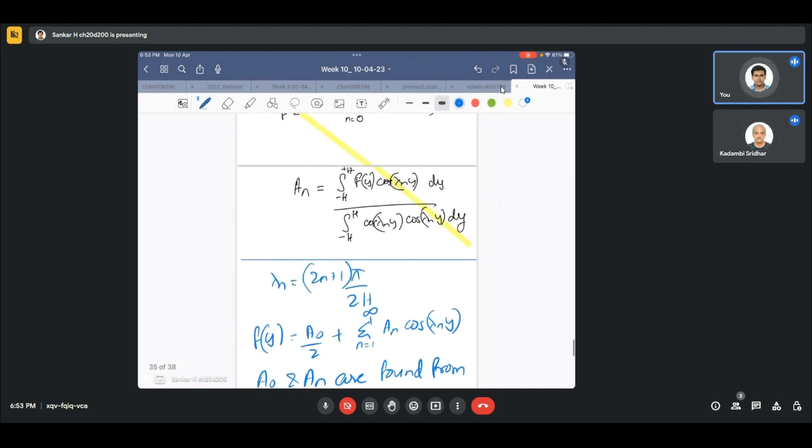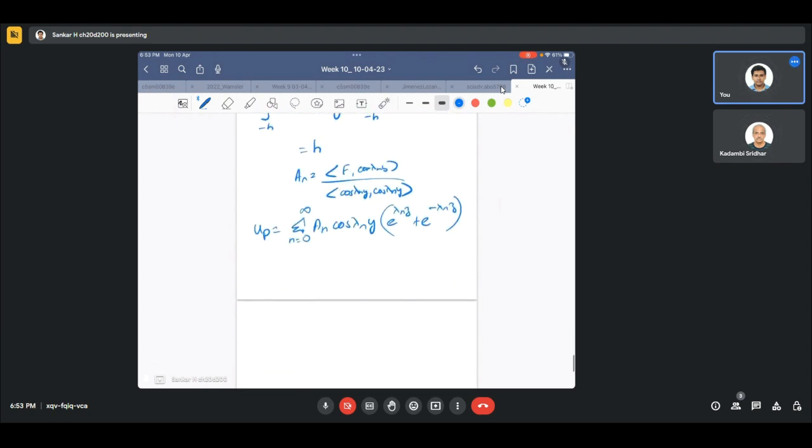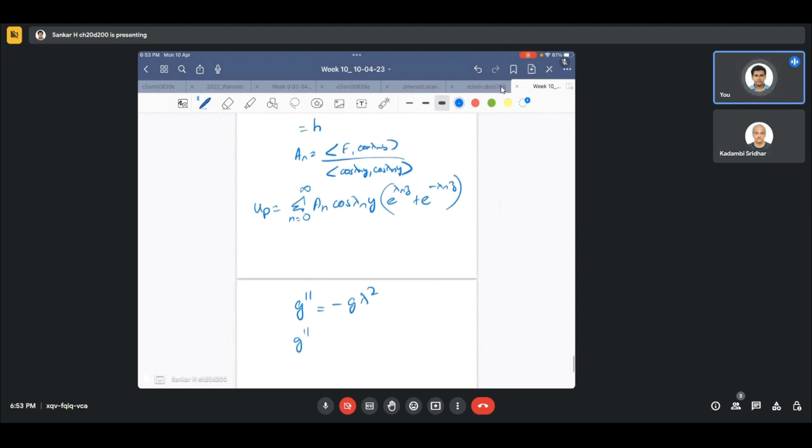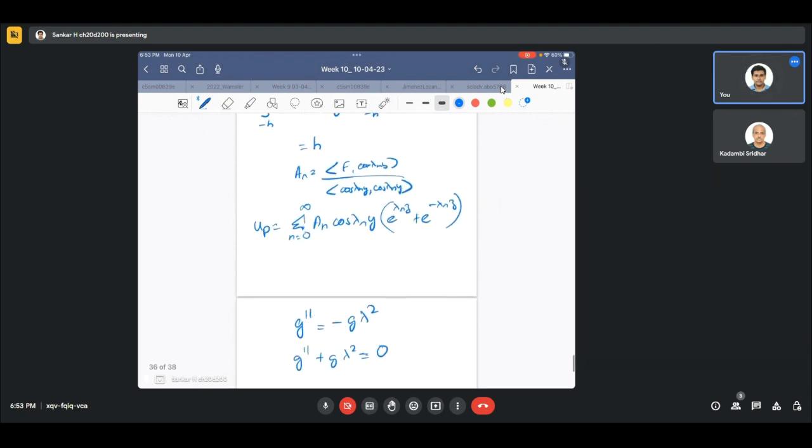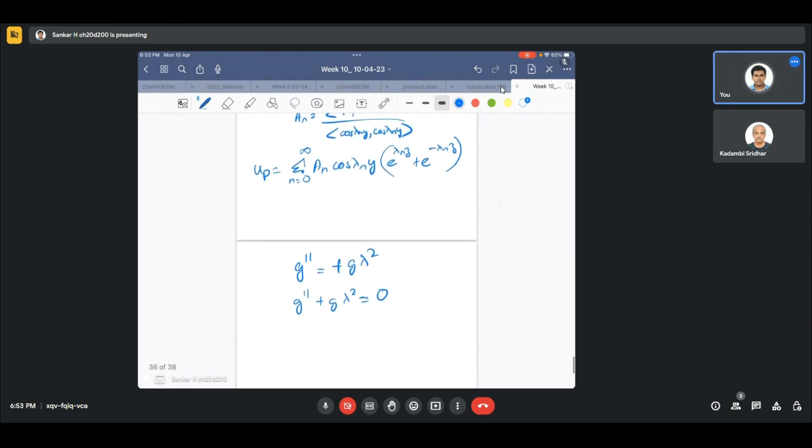So basically what happens is we'll get g double dash is equal to minus g lambda square, and we'll get g double dash plus g lambda square equal to 0. No, this would be plus lambda square. Therefore, we'll get g is equal to c1 e raised to lambda nz plus c2 e raised to minus lambda nz, and that is what I have substituted here in this equation.